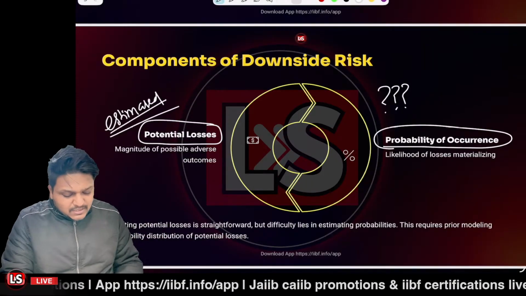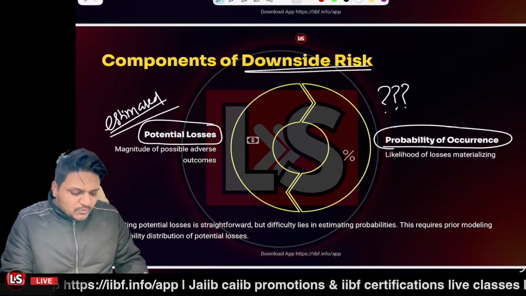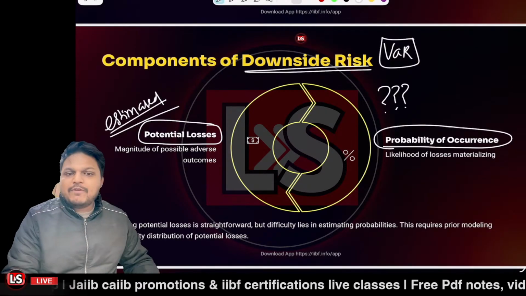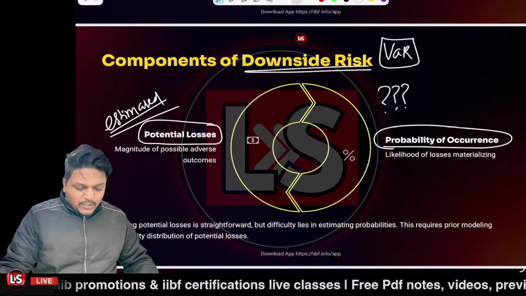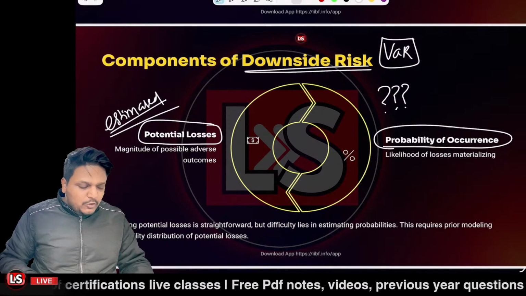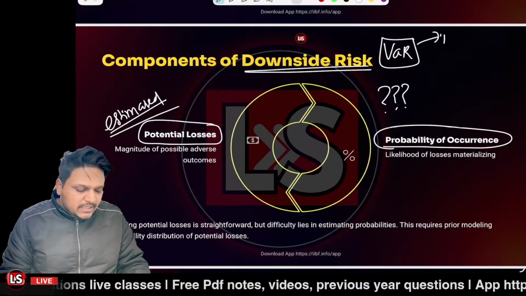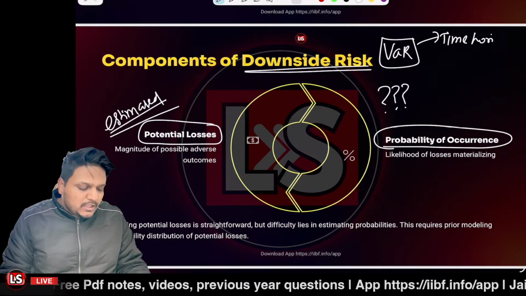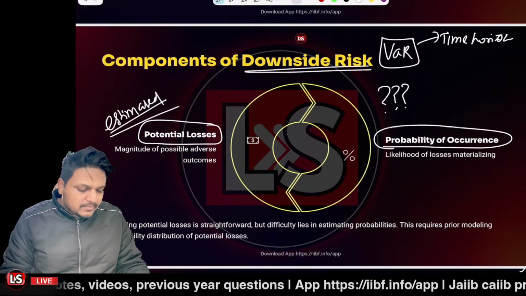And which is the basic measure of the downside potential? It is the VAR, that is value at risk. Now what do you mean by value at risk? Value at risk is available to you for a time horizon, and it also gives you the probability of occurrence or confidence level, right?